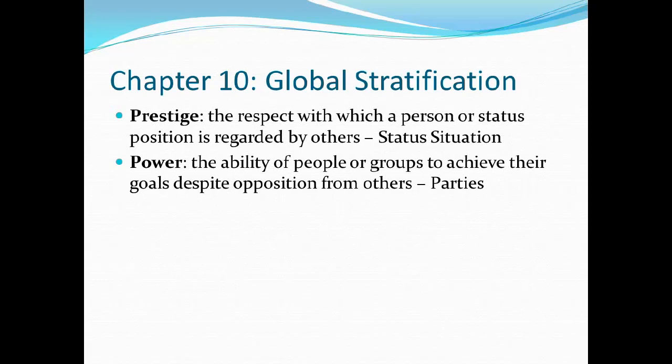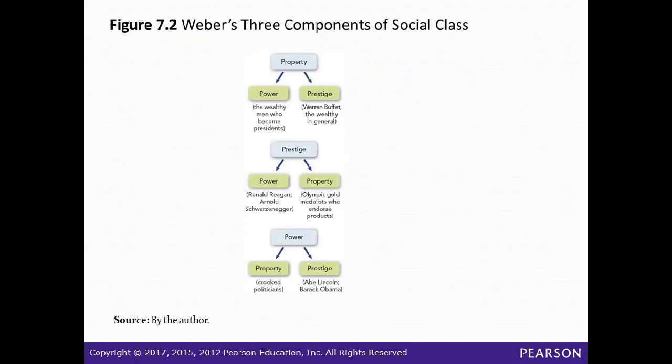Prestige, we talked about that before, is the respect with which a person's status position is regarded by others. Then there's power, the ability of people or groups to achieve their goals despite opposition from others. Be familiar with prestige and power. So let's see how they work together in Weber's three components of social class: property, power, and prestige.